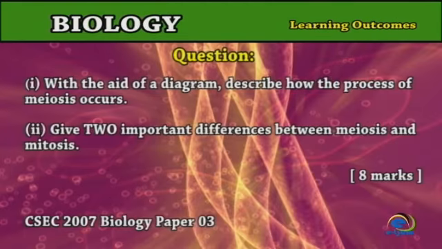Now that we have outlined the process of meiosis, you should now be able to complete this past paper question on the CSEC 2007 biology paper 03.